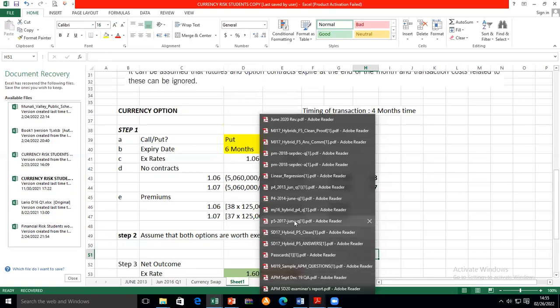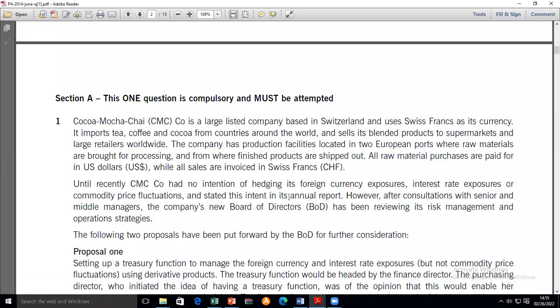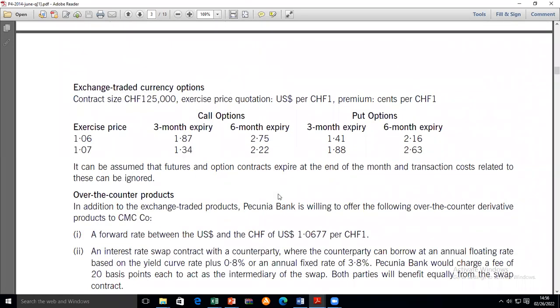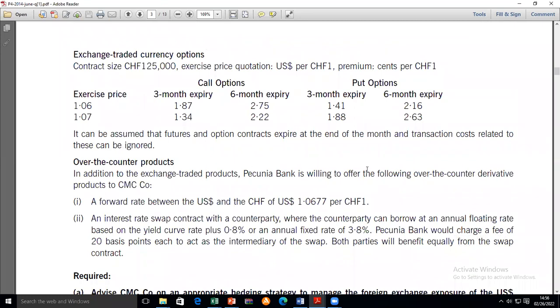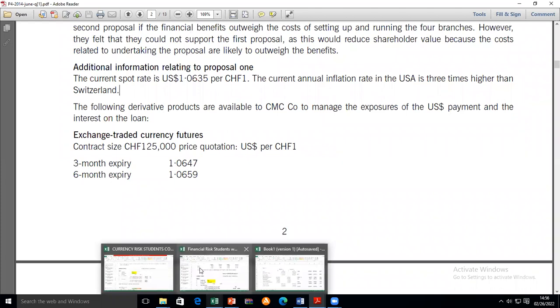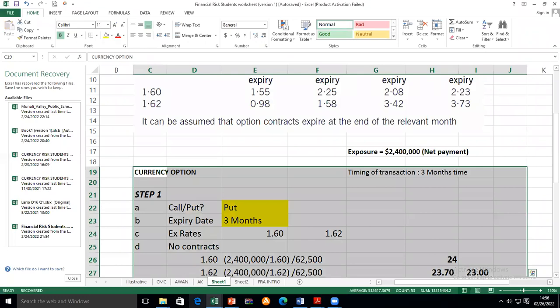Let's pick the cost of the currency. What's the current exchange rate? The current spot rate is 1.0635. Have you all seen the rate? That's the rate that we are going to use.